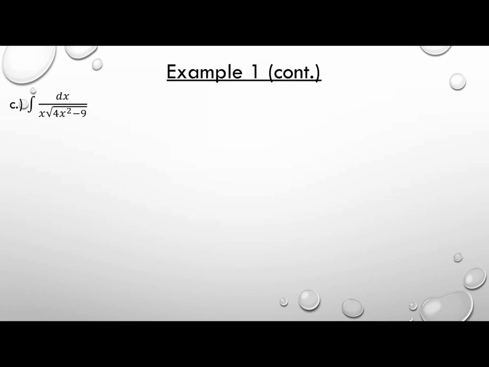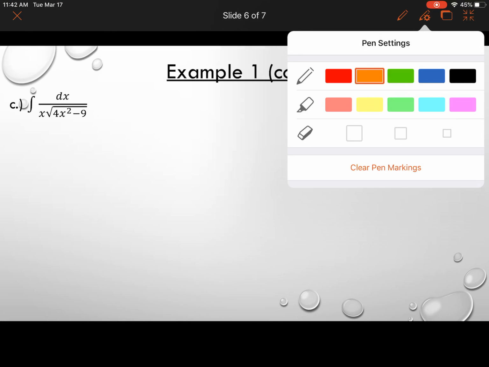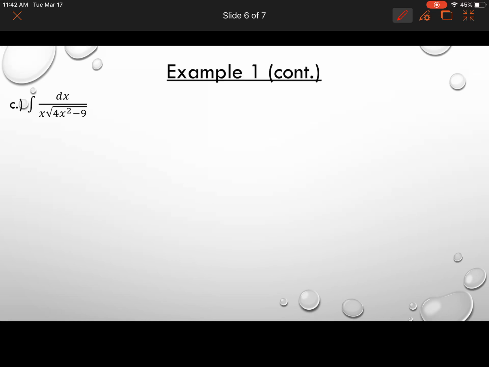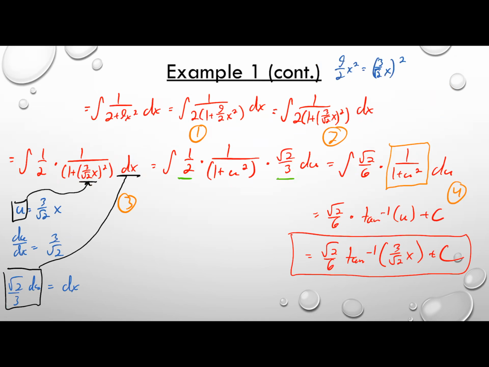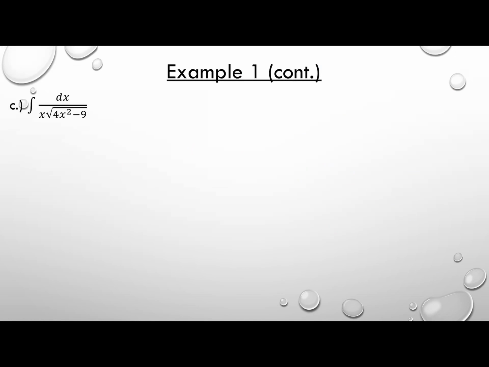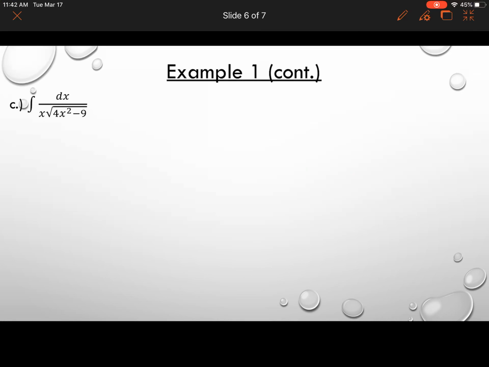So finally, let's finish it up with c. This is going to be an inverse secant one. So let's see what we got here. Once again, if we look back to the derivative of secant, we have x squared minus 1. So let's try to make this 9 into a 1.